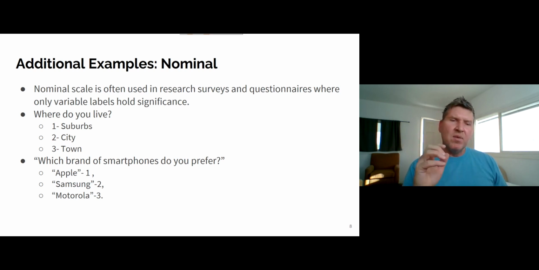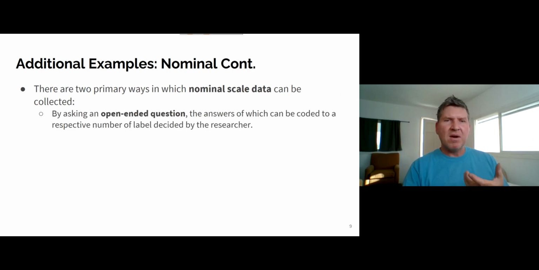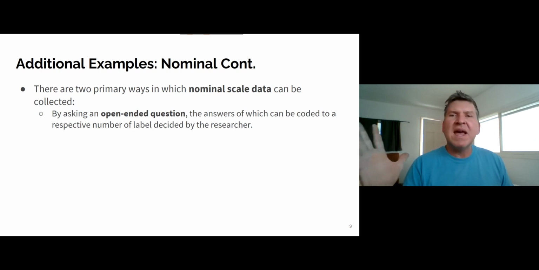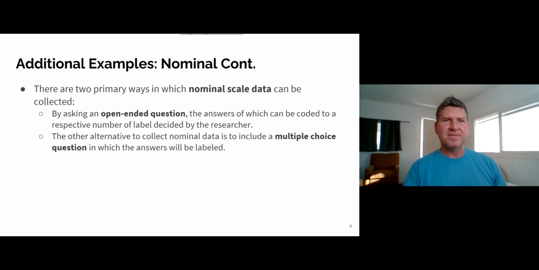And second of all, we can't do a ratio if we assign 1, 2, and 3 to these brands because it's really arbitrary. There are two ways in which we can collect the data. Typically by using an open-ended question and then coding it to a respective number or label. For example, what motivates you to do this task? The person answers, and then the researcher has a list of perhaps 10 different categories and puts that answer, even though it's open-ended, into one of those categories.